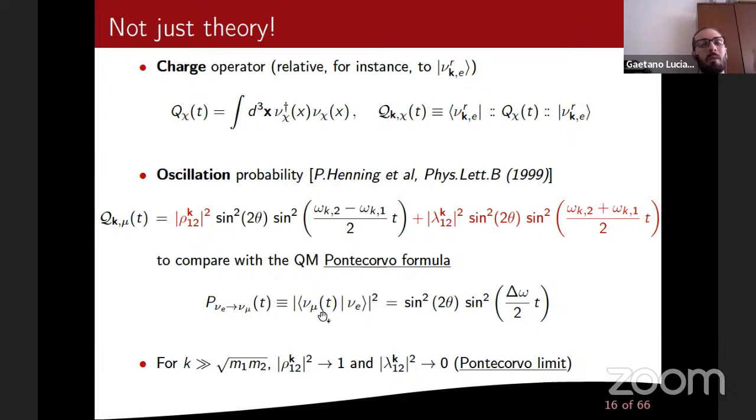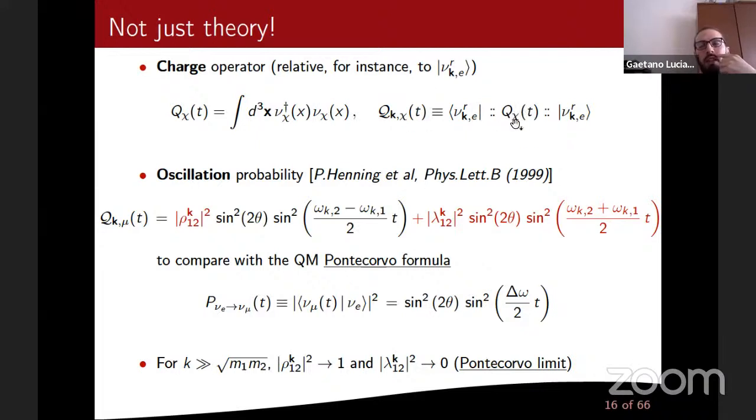For instance, this is the probability that an electron neutrino generated at time 0 is detected at time t as a muon neutrino. This is simply the bracket ⟨ν_μ(t)|ν_e⟩. And this is the result you obtain in that context. But if you work in quantum field theory, where we don't have single particle states, how to define this oscillation probability? Well, you have to construct a flavor charge operator, which is defined as follows.